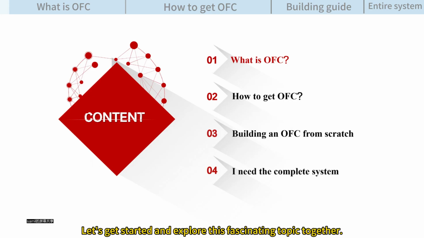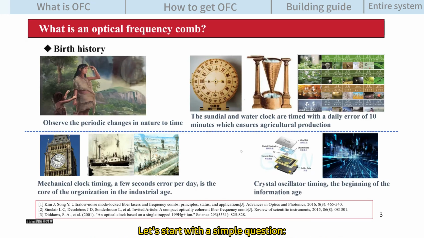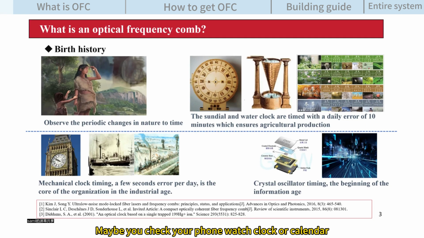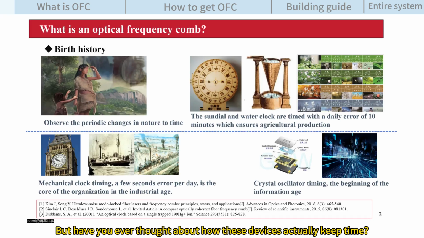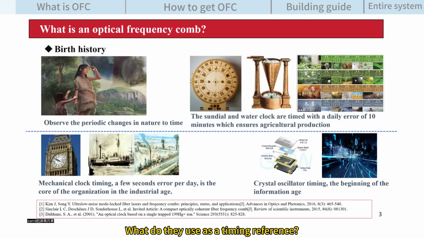So let's get started and explore the fascinating topic together. First, let's start with a simple question. How do you know what time it is right now? Maybe you can check your phone, your watch, no matter if it's an Apple Watch, or you can get the time from the clock or the calendar. But have you ever thought about how these devices actually keep time? What do they use as a timing reference?